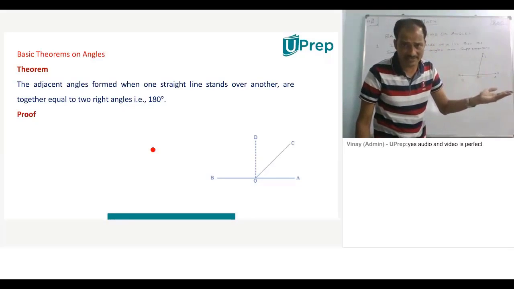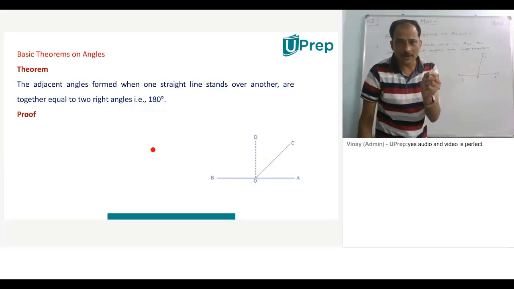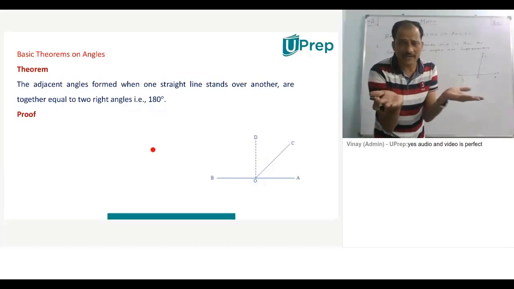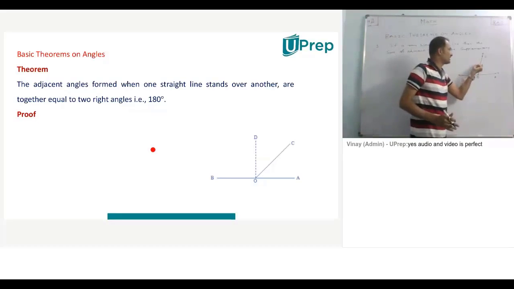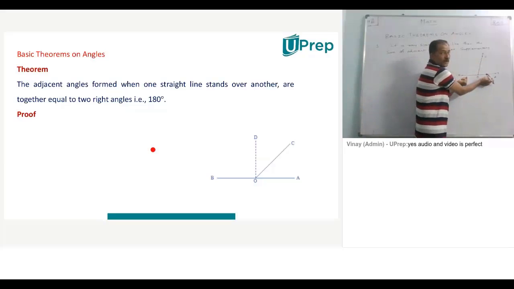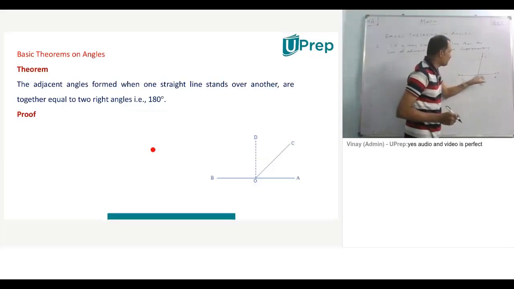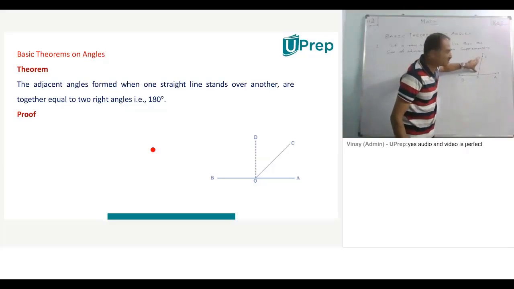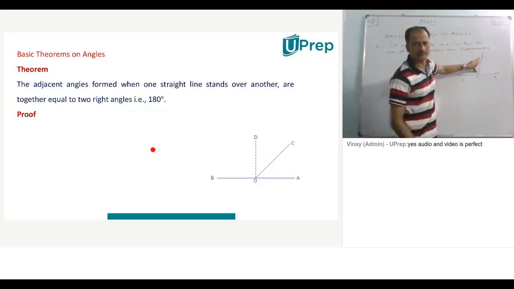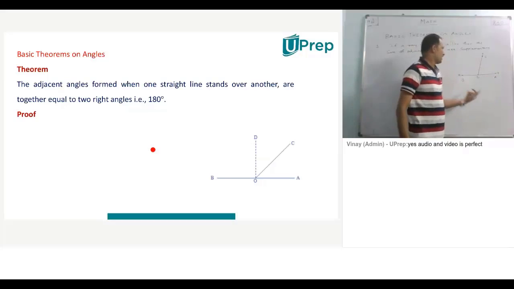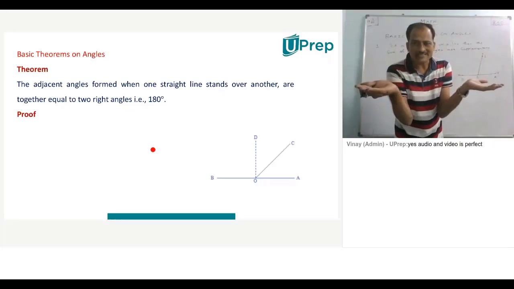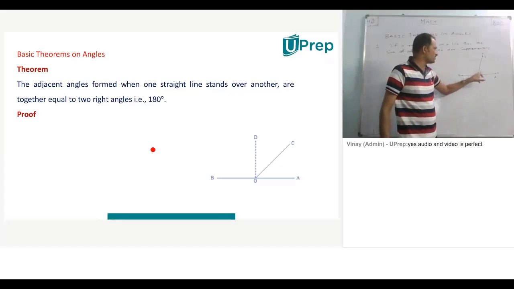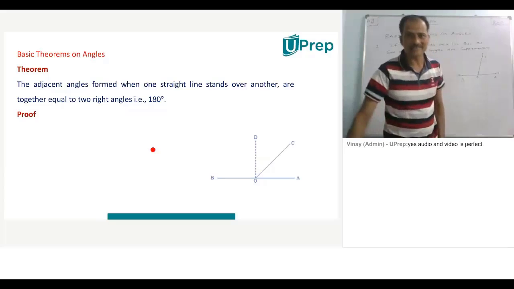In the previous session, we discussed that adjacent angles have a common vertex and a common arm, and non-common arms will lie on either side of the common arm. These two are the non-common arms of this angle and this angle. That means AOC is one angle, BOC is the other angle. For these two angles, OC is the common ray, the common arm. What are non-common arms? OA and OB. If they form opposite rays, then they will become a linear pair. That also we have discussed. Now what we have to prove? We have to prove that the sum of these two angles is 180 degrees.